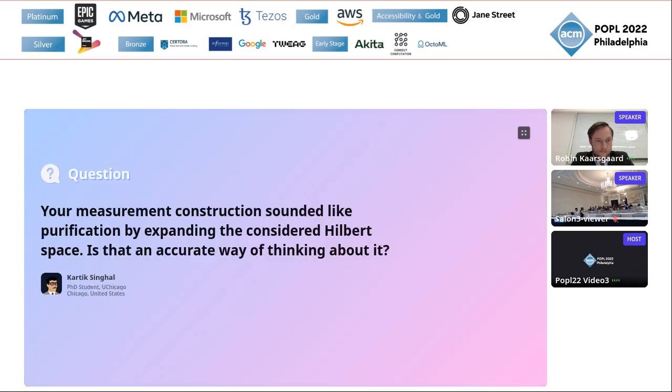Your measurement construction sounded like purification by expanding the considered Hilbert space. Is that an accurate way of thinking about it? Absolutely. Really, that's this decoherence point of view of measurement, right? What we're doing when we're measuring things is saying that there is this part of the environment that I'm entangled to, and I'm just going to forget about that. And in fact, you can express purification in this setting, and it's actually in the paper, but it's not expressed in that way because I just realized that yesterday. But there is this factorization theorem, and what that factorization theorem in the paper basically amounts to is purification. So yeah, extremely good question.